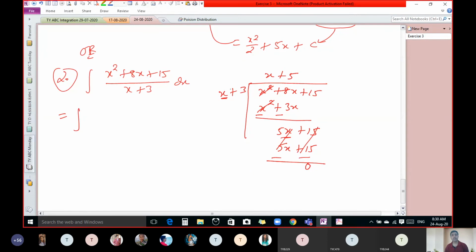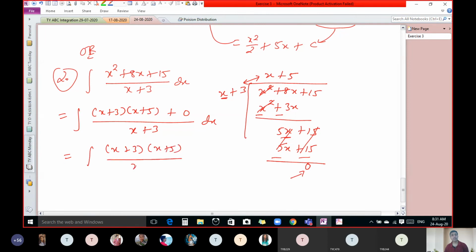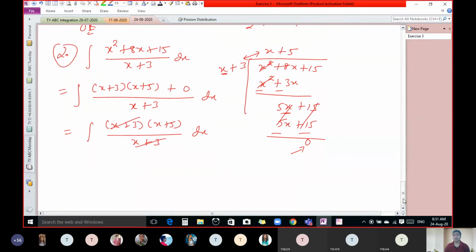So now you can write numerator like this into this plus this. So you can write (x plus 3) into (x plus 5) plus 0 upon x plus 3 dx. But no need to write plus 0. So you can write simply (x plus 3) into (x plus 5) upon x plus 3. And then after cancel this x plus 3, you will get the same thing. So here also you can use the division rule, because the denominator having linear function, you can do like this. That is perfectly all right.